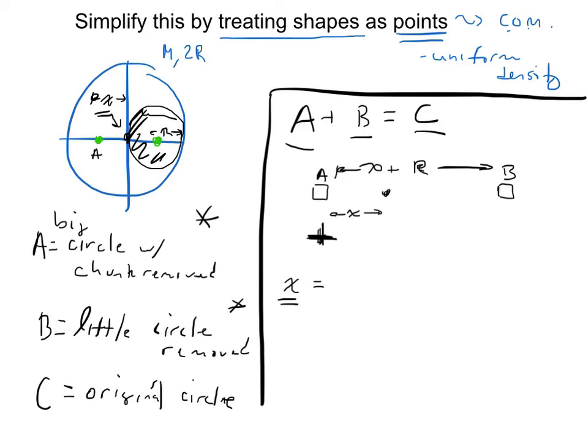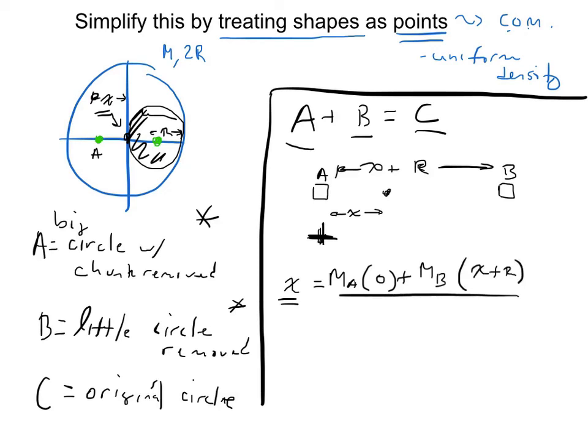And the way that we calculate that center of mass is the mass of A times the distance it is away, so times 0, plus the mass of B times x plus r, all over the total mass. Well, the first term is just going to go to 0, so we need to evaluate this little chunk.